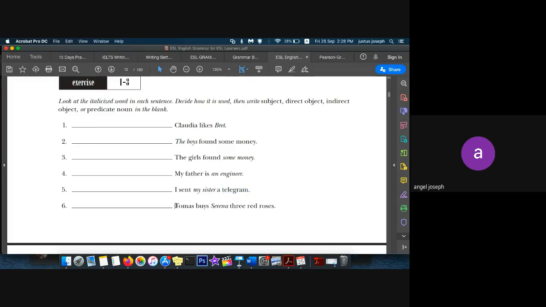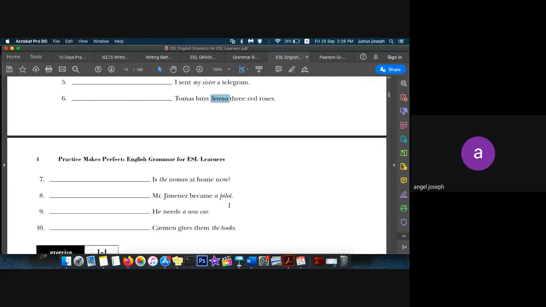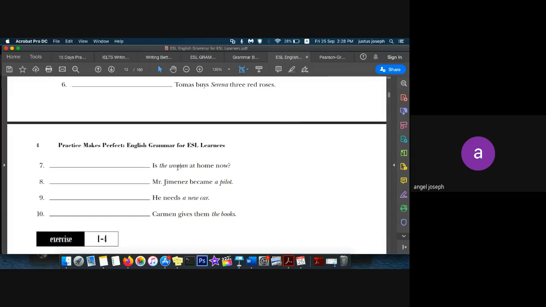Tell me, who is the direct object here? Thomas buys what? Three red roses. Exactly. That becomes a direct object. For whom did Thomas buy this? Serena. So what is Serena? Indirect object. Questions, I'll generally skip all the questions. So don't worry about it.